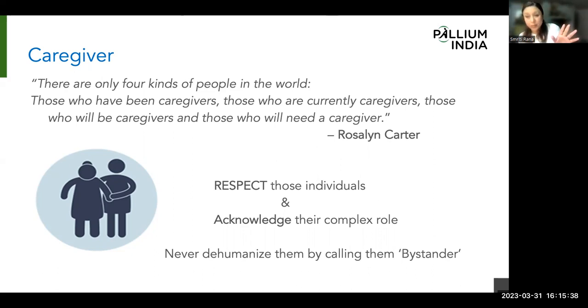So we need to really pay attention to this. And the respect for these individuals is really important to acknowledge their complex role and never ever dehumanize them by calling them bystanders. I think I've mentioned this. I particularly despise that word because a bystander means someone who stands by and watches, whereas a caregiver is the opposite of that. They're in the trenches, they're doing all the hard work and heavy lifting.